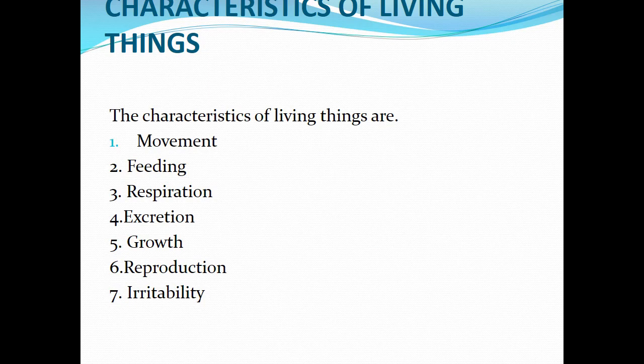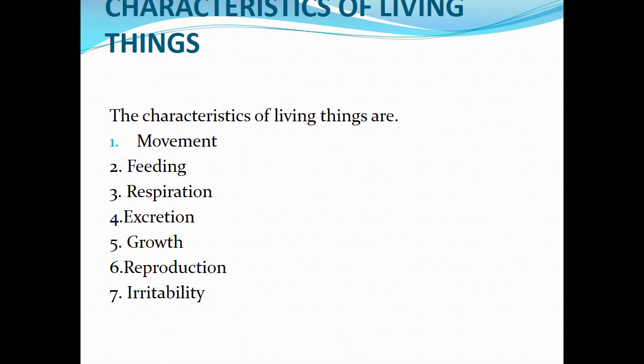Characteristics of living things. These are features or things that living things do that non-living things cannot. The characteristics of living things are: 1, movement. Living things move from one place to another or move parts of their body, as we have seen earlier on. 2, feeding. 3, respiration. 4, excretion, which is the removal of waste product, metabolic waste product from the body of living things. Number 5, growth, which is an increase in size, mass, and weight.